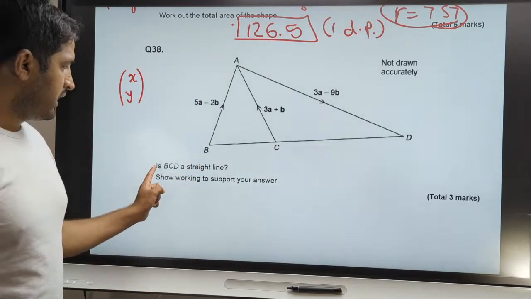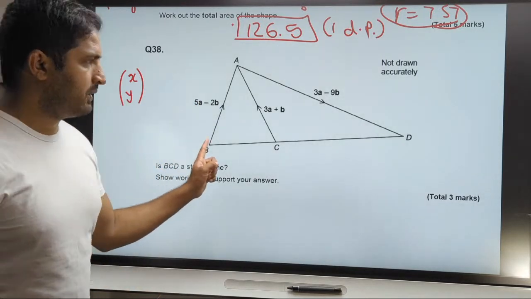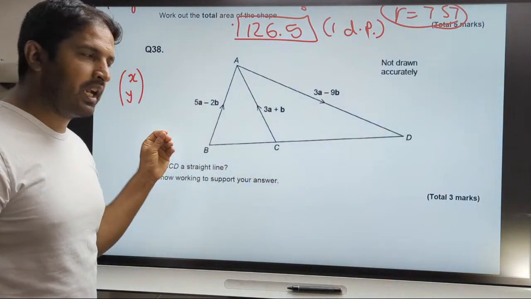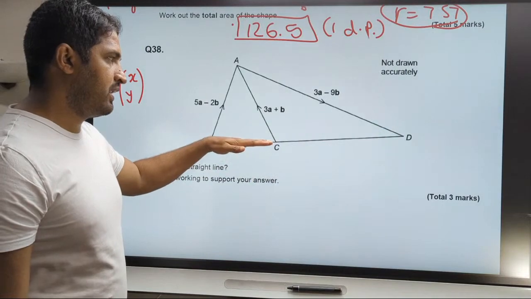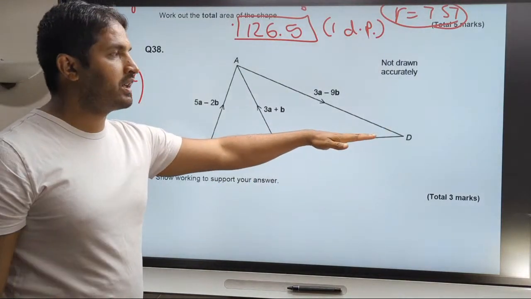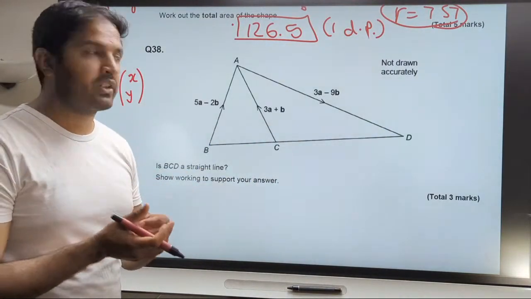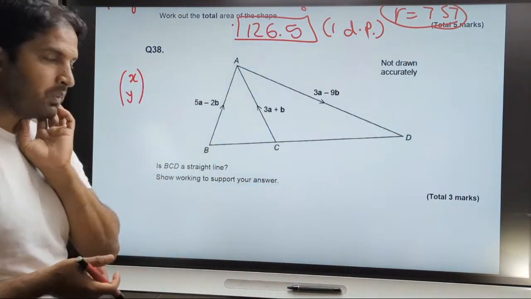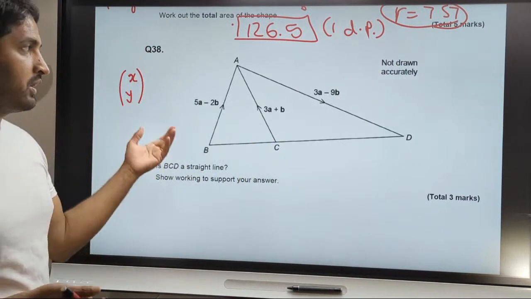So is BCD a straight line? We don't work out this length here. Is that a straight line? If it's a straight line, then this vector here would have the same direction, and those would be slightly bigger than that one. Okay, that's what we're trying to work out here. That's all we're trying to do.